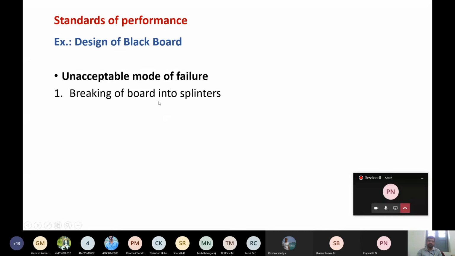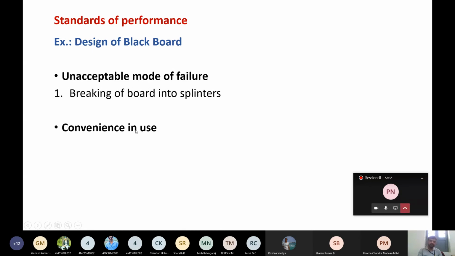So if the quality of board is not proper, then there may be a problem of breaking of board into splinters. This will happen with walls also. So this is another unaccepted mode of failure on which the designer has to concentrate. This will decide the quality of your blackboard.